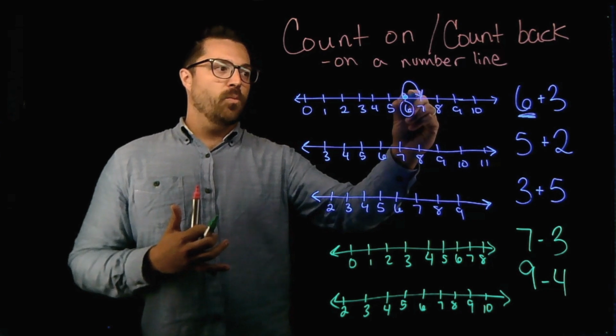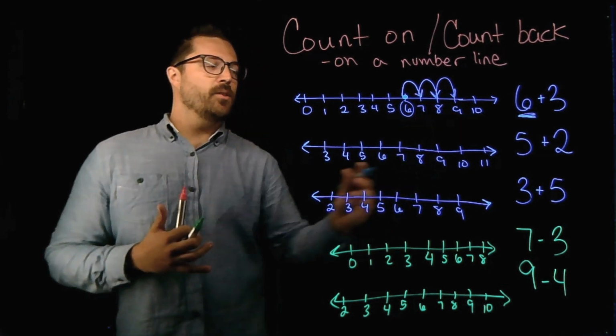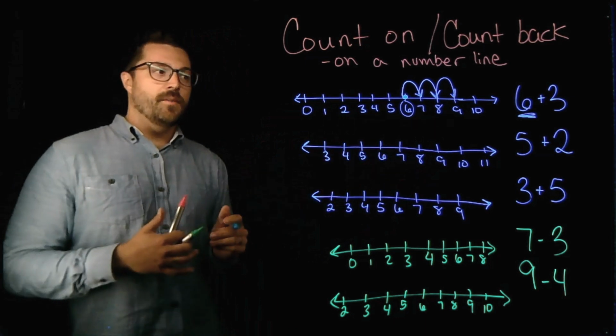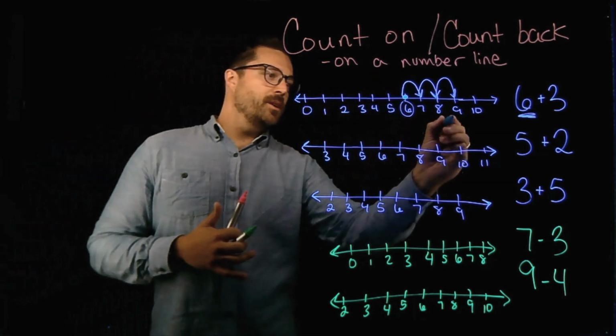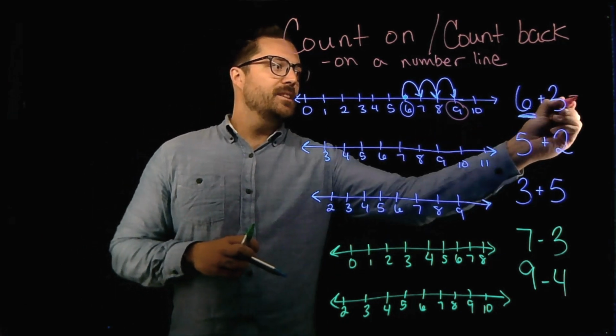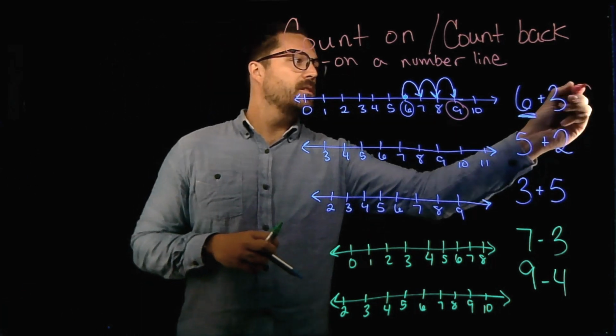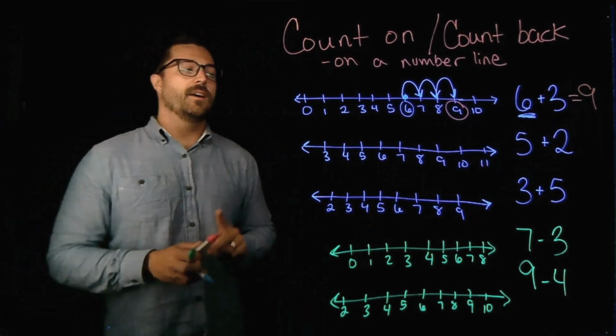All right, well, there's 1. All right, well, here's 2, and here's 3. We made those 3 jumps on the number line, and after we make those 3 jumps, we end up here at 9. So 6 and 3 more. We start at 6. We have our 3 jumps. 6 plus 3 is 9.